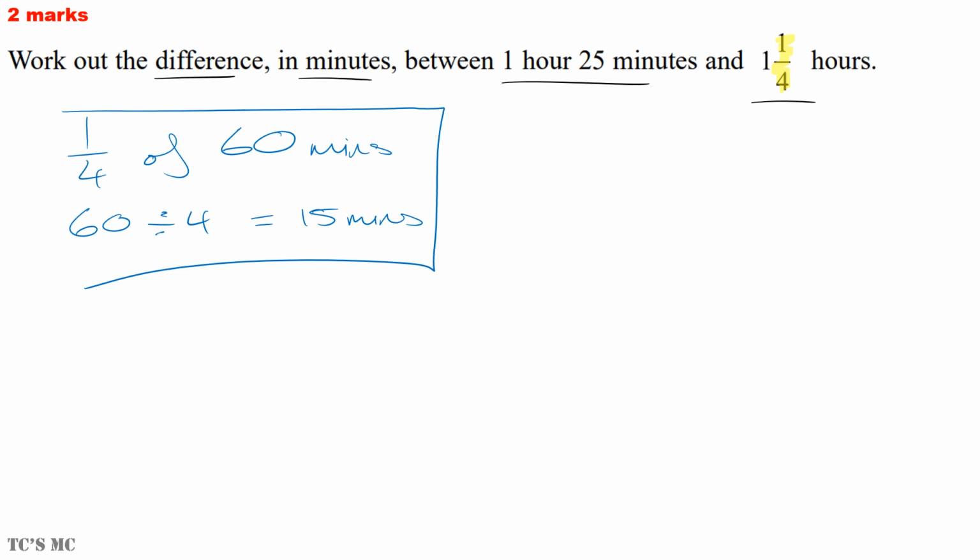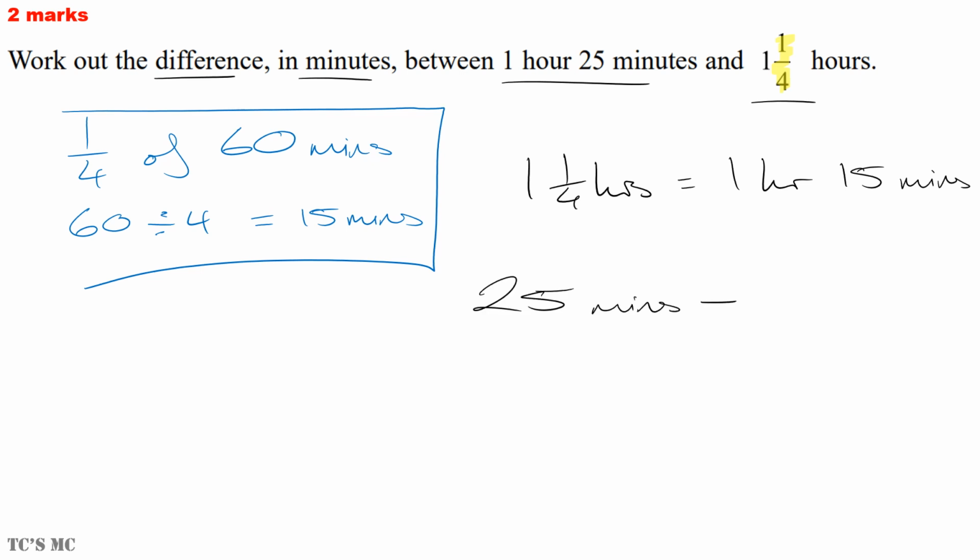Now I can write down 1 1/4 hours is equal to 1 hour and 15 minutes. And now I have my first mark. I'm now going to do 25 minutes, subtract 15 minutes, and that gives us 10 minutes, and that's our final answer and our final mark.